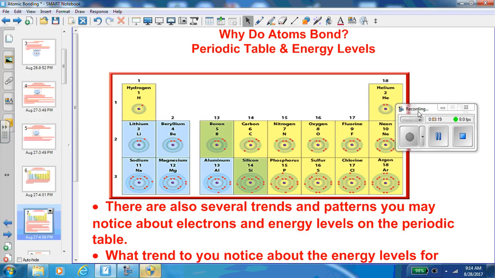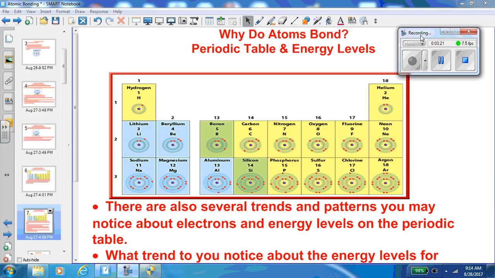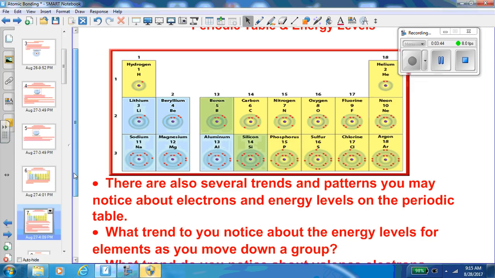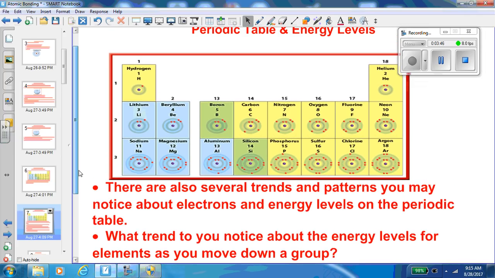Now, let's talk more about what we learned about the periodic table and energy levels, because the way that the periodic table is arranged gives us a lot of information about these atoms and elements, and there are certain trends that they follow, which is kind of how the table was organized in the first place. There are several trends and patterns that you will notice about electrons and energy levels on the periodic table. Let's look at this periodic table here, which shows you some atomic models, and it shows you the distribution of their electrons on the energy levels.